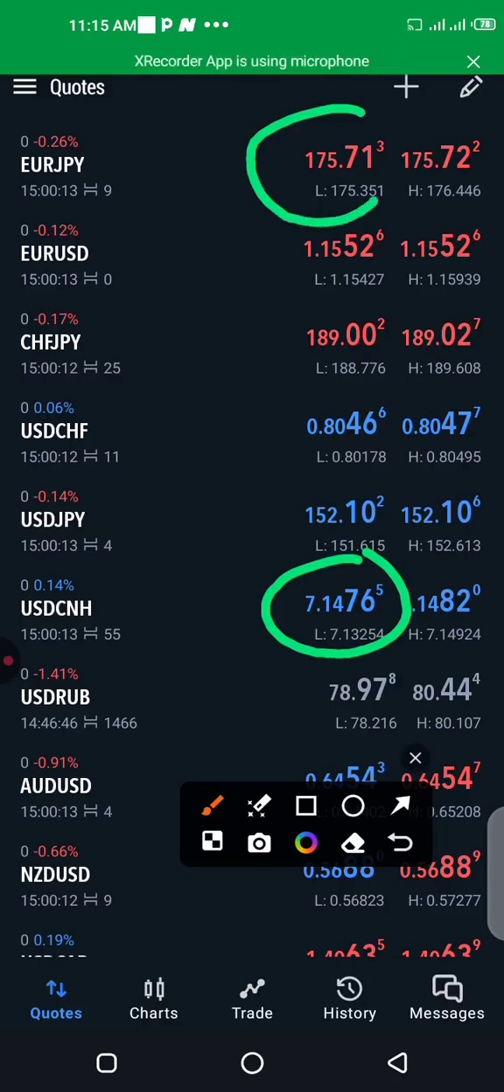Okay, Euro JPY. Now, the last digit, for instance, if you are looking at this Euro JPY, which is 175.71, if the last digit, which is 1, moves up to 3, for instance, which means we've had 2 pip movement. If it moves down by 5, it means we've had 5 pip movement downside. Okay, same thing with this USD and CNH that has 4 decimal places. That is, after the point, we have 4 other figures that makes it 4 decimal places, and the other has 2 decimal places, so it can come in both ways.